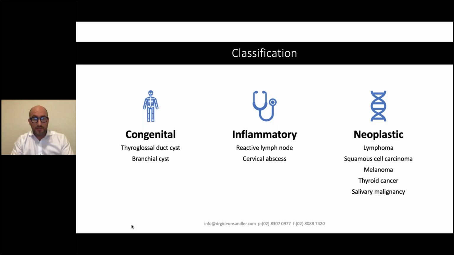I like to classify neck lumps into three broad groups: congenital, inflammatory, and neoplastic. You'll be familiar with all of these diagnoses. The most common congenital neck lumps include thyroglossal duct cysts and branchial cysts, both of which we'll touch on tonight. The most common inflammatory diagnoses include reactive lymph nodes and cervical abscesses. And then the neoplastic diagnoses include lymphoma, squamous cell carcinoma, melanoma, thyroid cancer, and salivary malignancies.